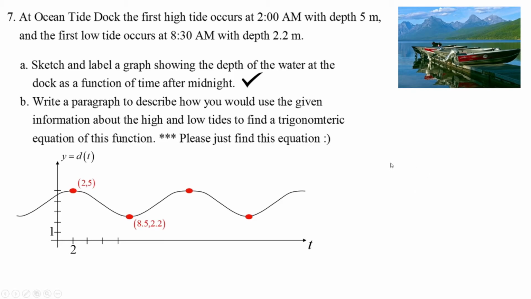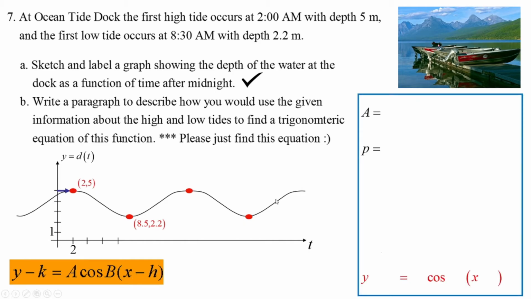All right, so what do we need? Amplitude, we need period to find our B, and then we need our horizontal and vertical translation. You guys know, I can clearly see, if I use cosine, I have a horizontal translation of 2 units. So I'm going to use y minus k equals a cosine of b times the quantity x minus h. And here's the same little chart I had earlier on the previous problem.